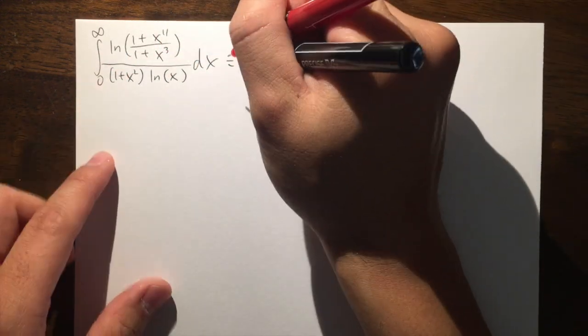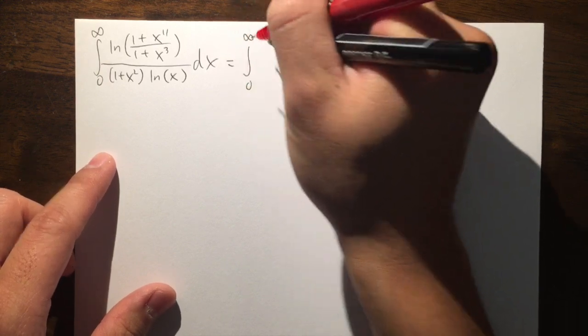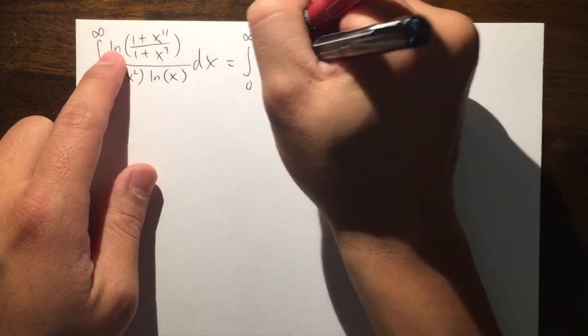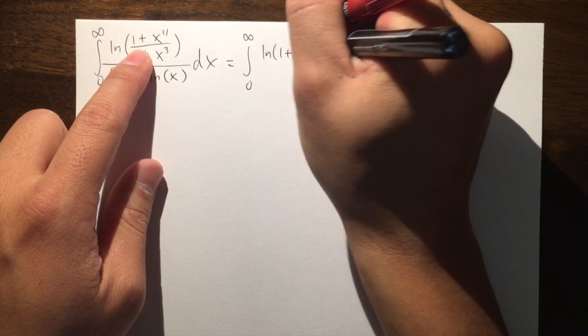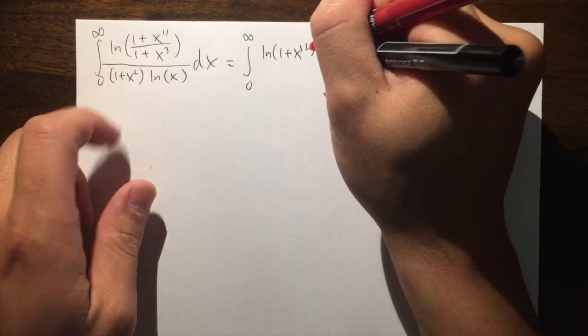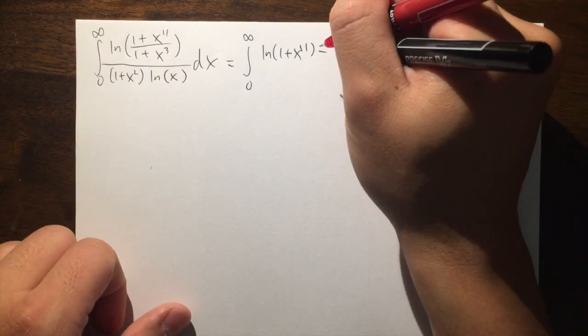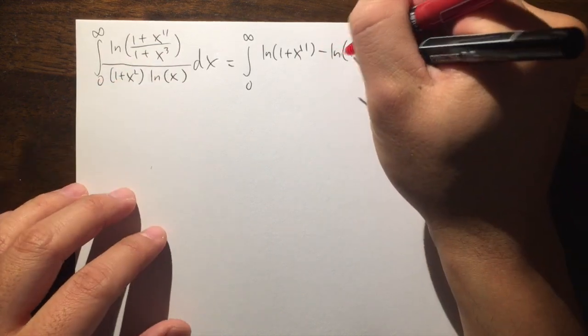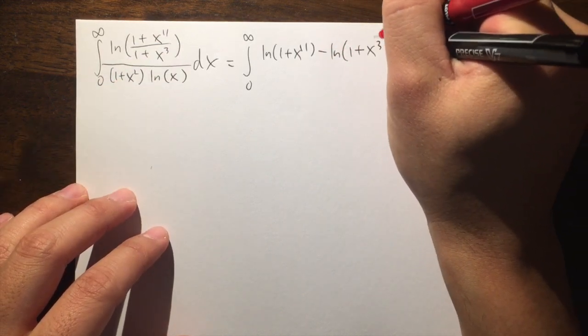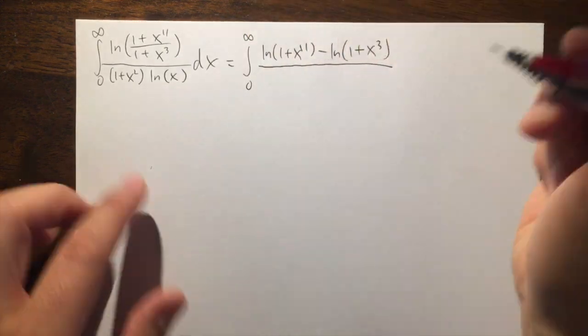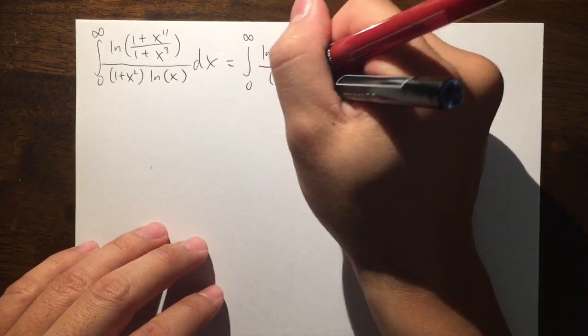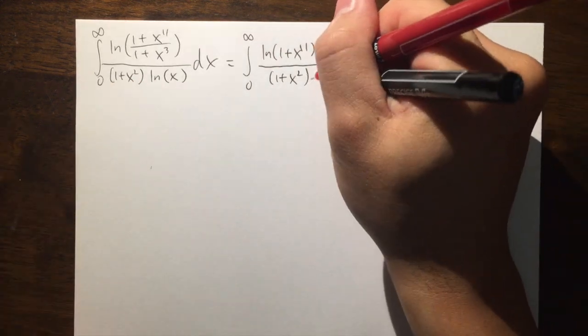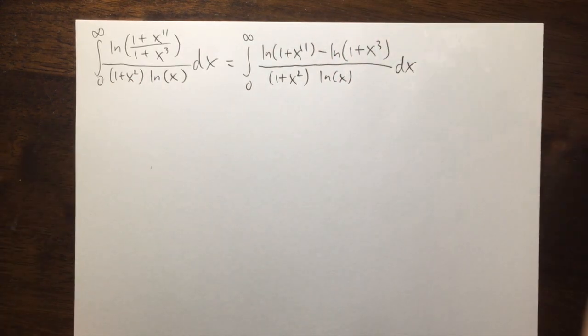So let me just rewrite this. This is the integral going from 0 to infinity. On the top, we will have ln of 1 plus x to the 11th power. And then minus, because that was a quotient, another ln, and this time with 1 plus x to the third power inside, all over this right here, which is still 1 plus x squared times ln x dx.